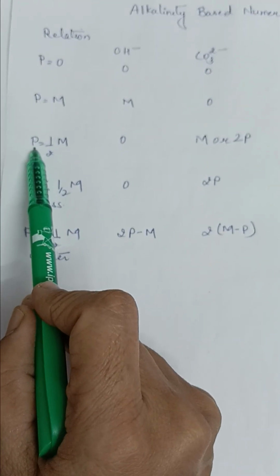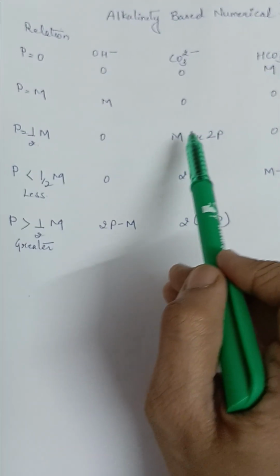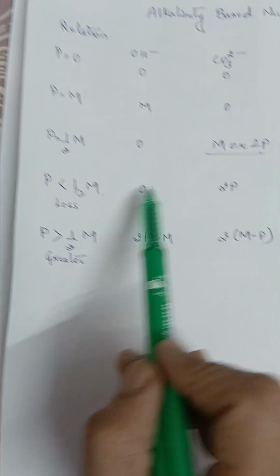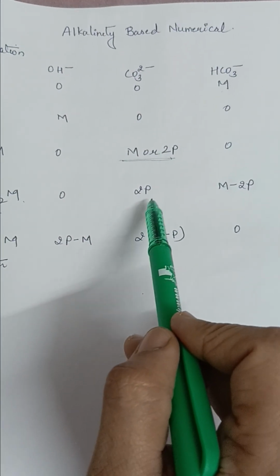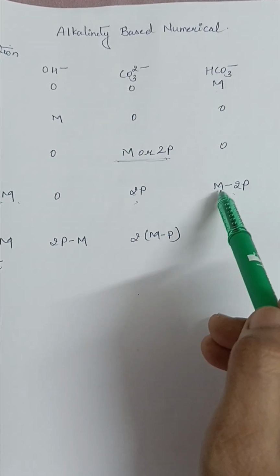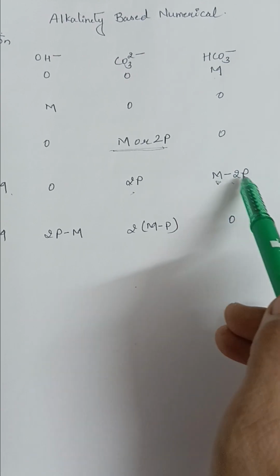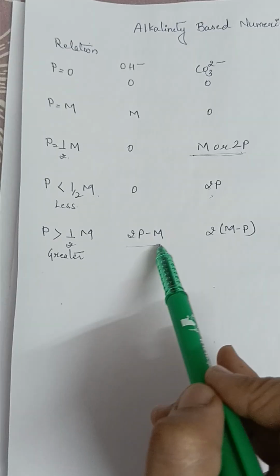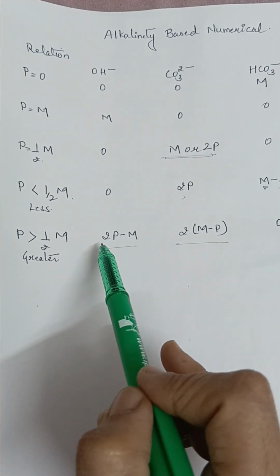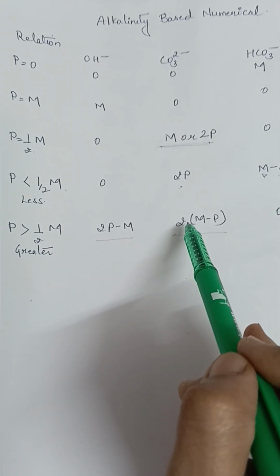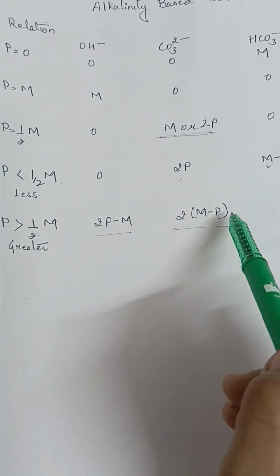In a similar way, if P is equal to half M, it shows that the contamination is through carbonate ion, and it will be either M or 2P. If P is less than half M, the water sample has carbonate ion and bicarbonate ion. The concentration of carbonate in the water sample will be 2P, and bicarbonate ion concentration will be M minus 2P. If P is greater than half M, hydroxyl ion is present in the water sample, and parallelly carbonate ion is present. The concentration of hydroxyl ion will be 2P minus M, while carbonate ion will be 2M minus 2P.